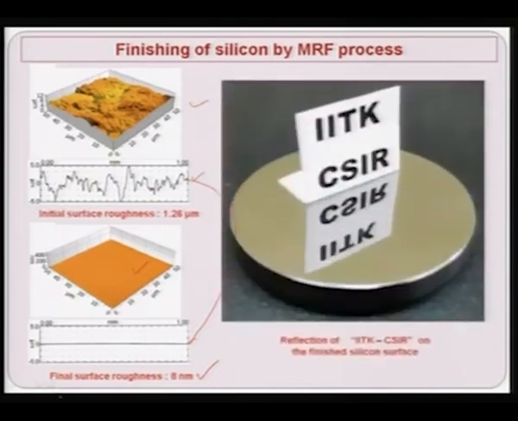Now, just to demonstrate it, this is the finished surface that was obtained over here with 8 nanometer surface finish, and we wrote on a piece of paper IIT KANPUR, and you can clearly see the reflection of these letters on the finished silicon surface.